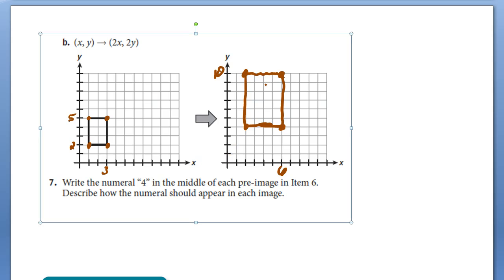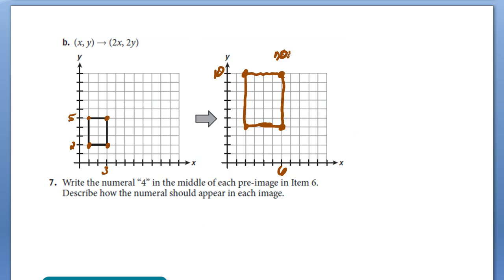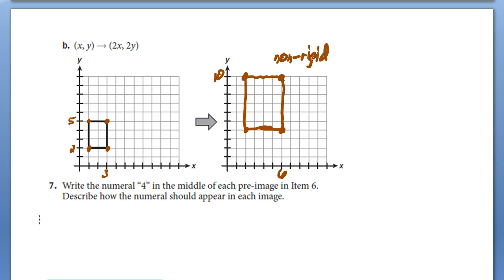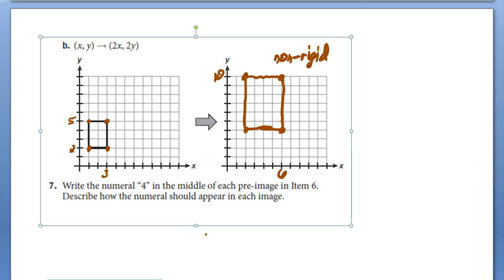And again, we were asked, is this a rigid or non-rigid transformation? This is a non-rigid transformation because it did not preserve the same size.